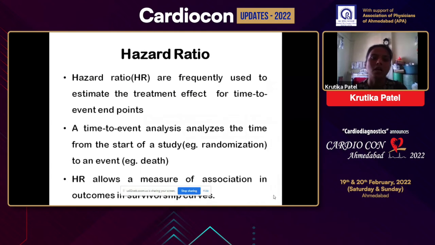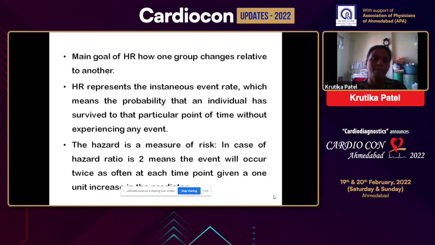Then we can discuss another test, hazard ratio. Hazard ratios are frequently used to estimate the treatment effect for time to event endpoints. A time to event analysis measures the time from the start of the study, for example randomization in the study, to an event, for example death. Hazard ratio allows a measure of association in outcome in survival curves. The main goal of hazard ratio is how one group changes relative to another.